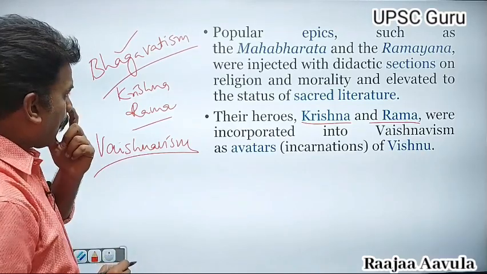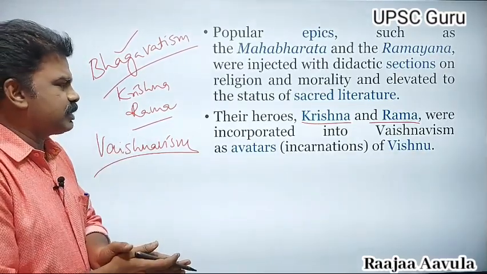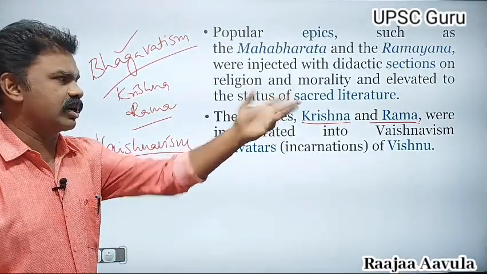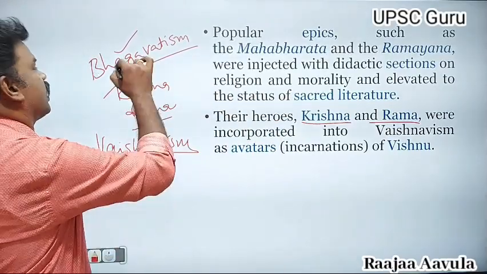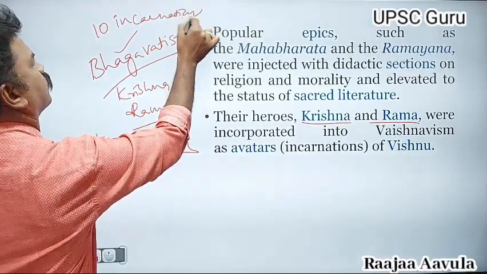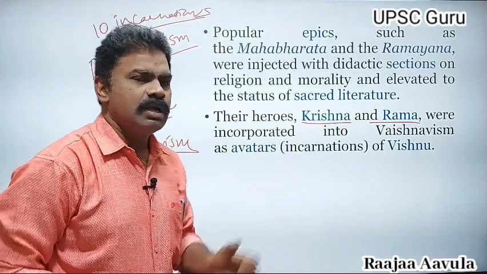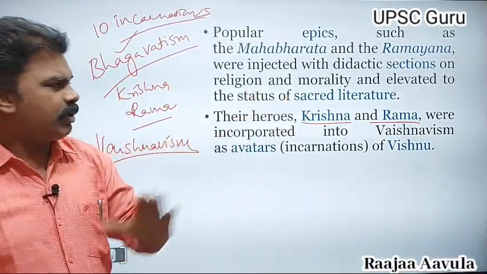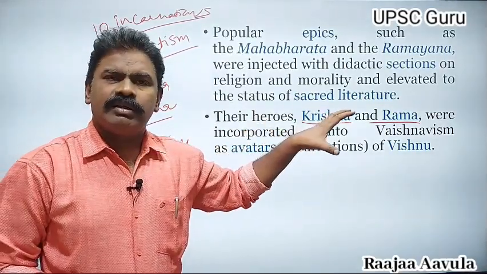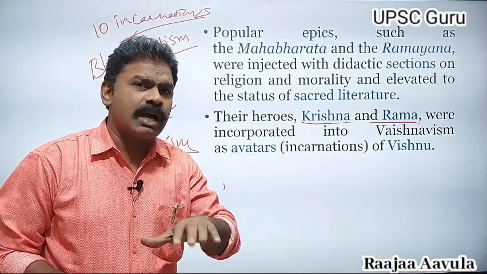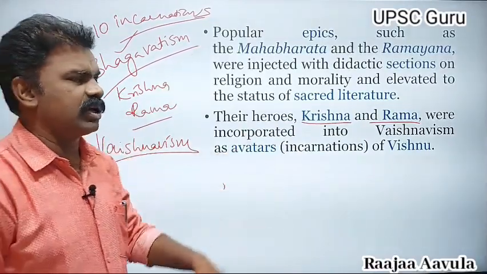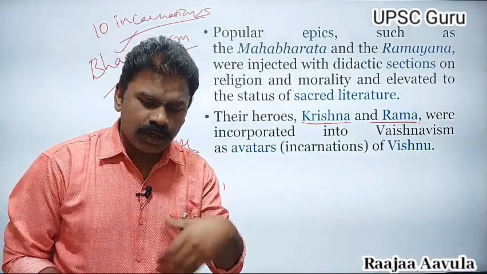The main deities of Vaishnavism are Krishna and Rama, and also incarnations. Bhagavatism means the 10 incarnations of Lord Vishnu. That is the Dasavatara theory. So Krishna and Rama were incorporated into Vaishnavism as avatars of Lord Vishnu in the famous Dasavatara theory. Incarnations means avatars.